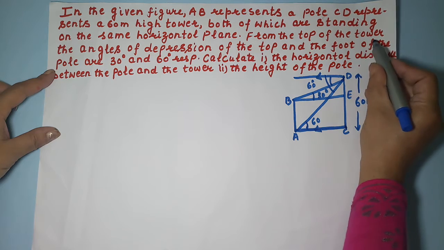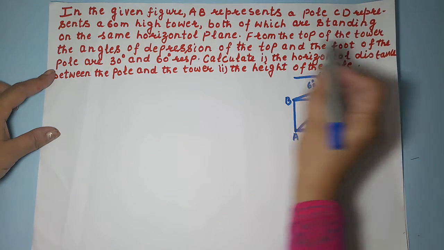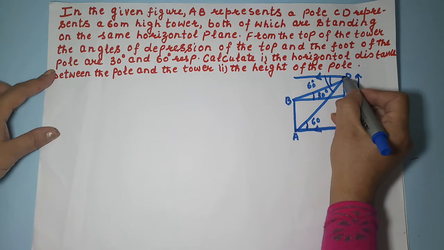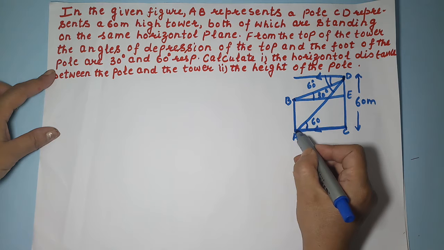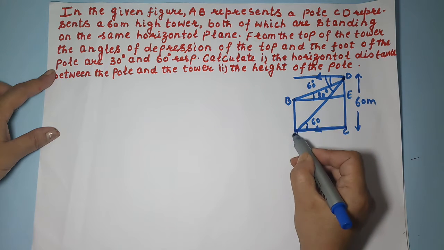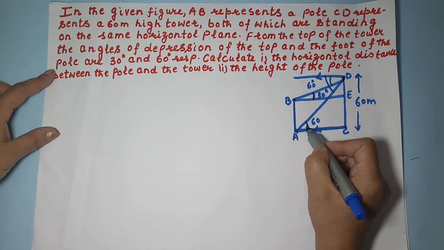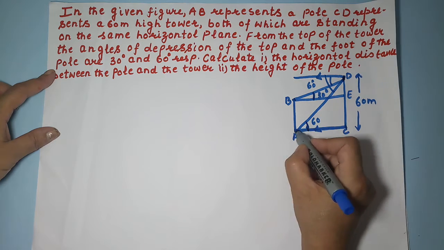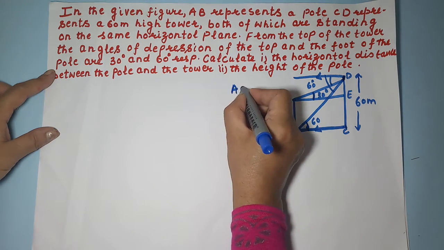From the top of the tower, the angles of depression of the top and foot of the pole. Now this is the pole. From the top of this, the angles of depression to the top and to the bottom of this pole are 30 and 60. Calculate the horizontal distance between the pole and the tower, that means AC. So we have to calculate AC.